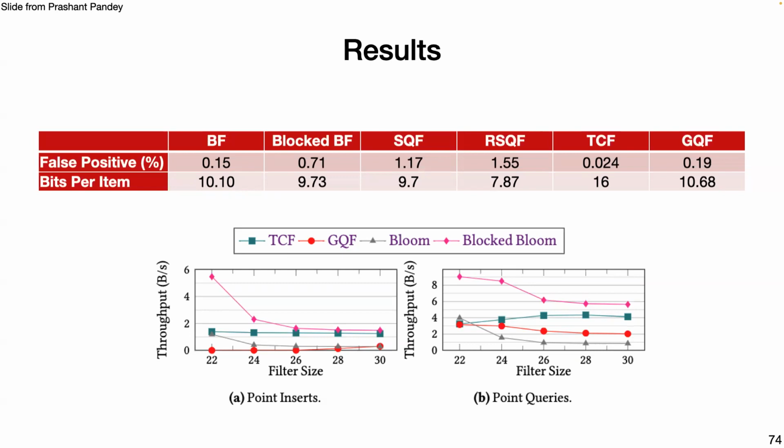And these are the performance numbers. The y-axis is throughput, the x-axis is filter size, probably 2 to the something. Point inserts and point queries. The performance is best for block bloom, both in insert and query, but the false positive percentage is high. It's like 0.71 compared to 0.15, and the bits per item is lower, but the false positive rate is much higher. And these new GPU-optimized filters are second.